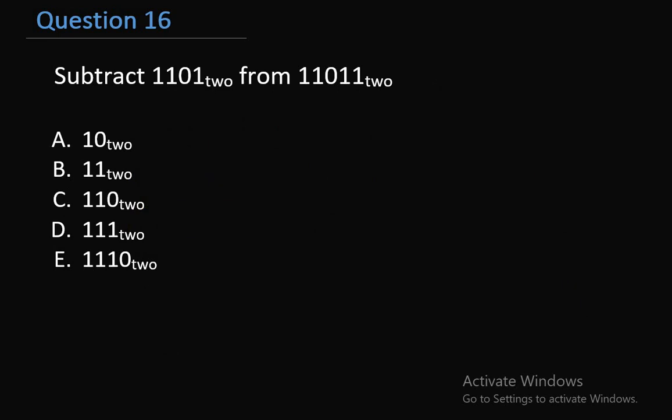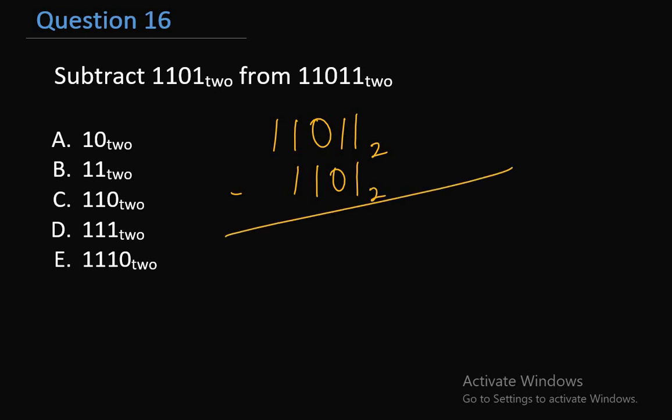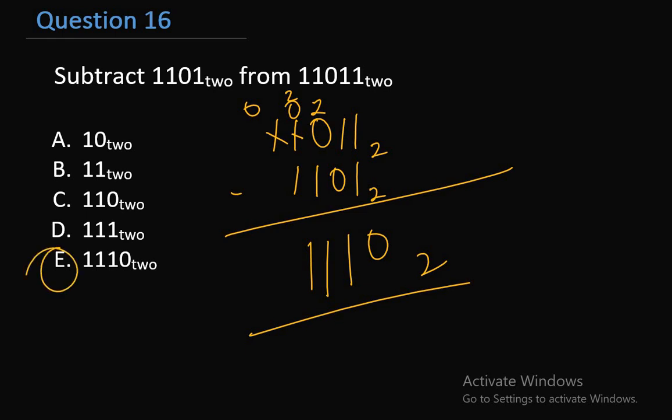Question 16. Subtract 1101 base 2 from 11011 base 2. So the bigger number is 11011 base 2, minus 1101 base 2. For this question, 1 minus 1 in the unit is 0. 1 minus 0 is 1. 0 minus 1 is not possible. Borrow this one. This becomes 0. But since it's base 2, the one I borrow, I'll call it 2. 2 minus 1 is 1. Borrow this one. This becomes 0. Put it here. I'll call it 2. 2 minus 1 is 1. So this becomes my answer. 1110 is option E.